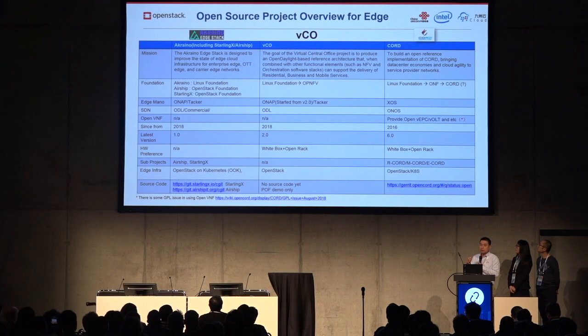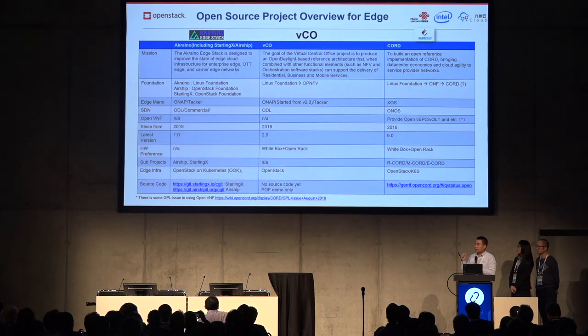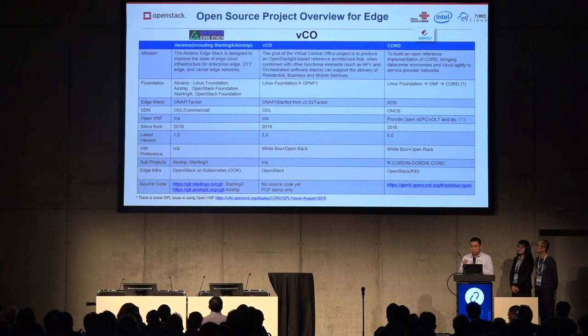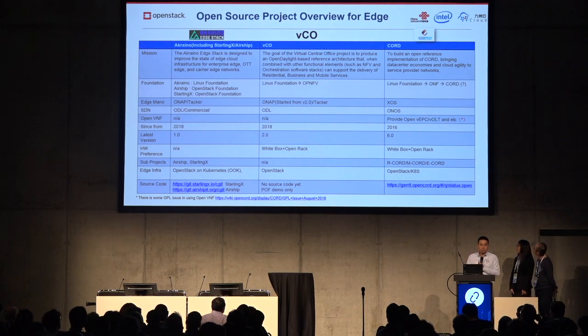Like most of them include OpenStack and Kubernetes, but the upper layer, especially the MANO and the SDN layer, are different. They select ODL, ONAP, or ONOS or XOS. Right? This is what CORD has selected. So in summary, OpenStack or Kubernetes should be the underlayer infrastructure options, but for the MANO, especially the application orchestration layer or the data plane layer, they might be different.